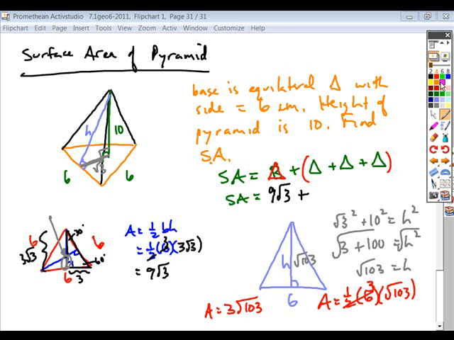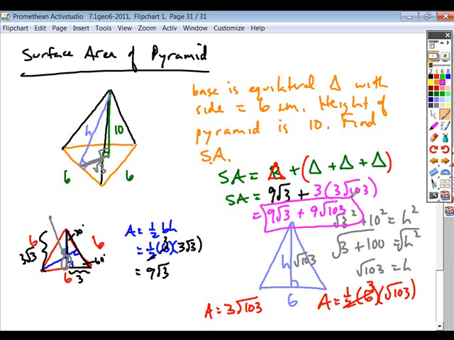Final thing, how many of these triangles do we have in this pyramid? 3 of them. So we're going to add that to 3 times 3 root 103. So really we're looking at 9 root 3 plus 9 root 103, and you can add that together and calculate it. Our units are centimeters. It's a surface area, so it's a two-dimensional measure. And so those are the steps that you would need to take in order to solve this type of problem.